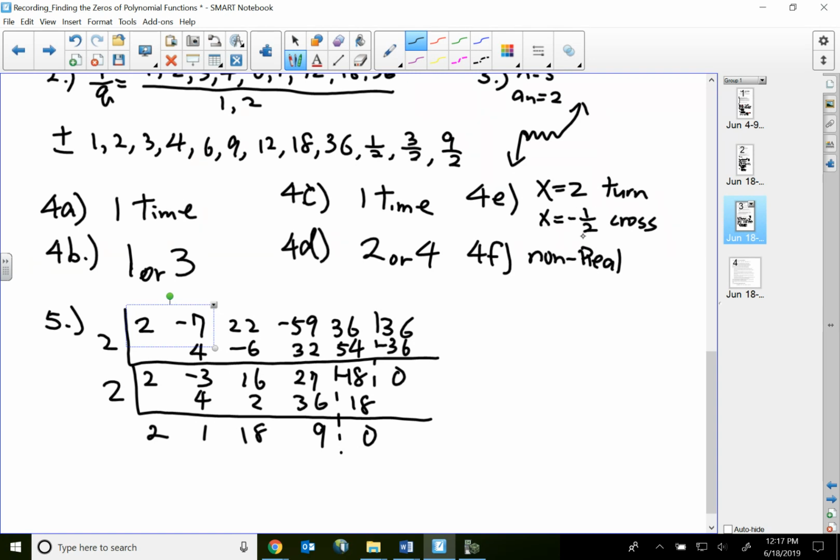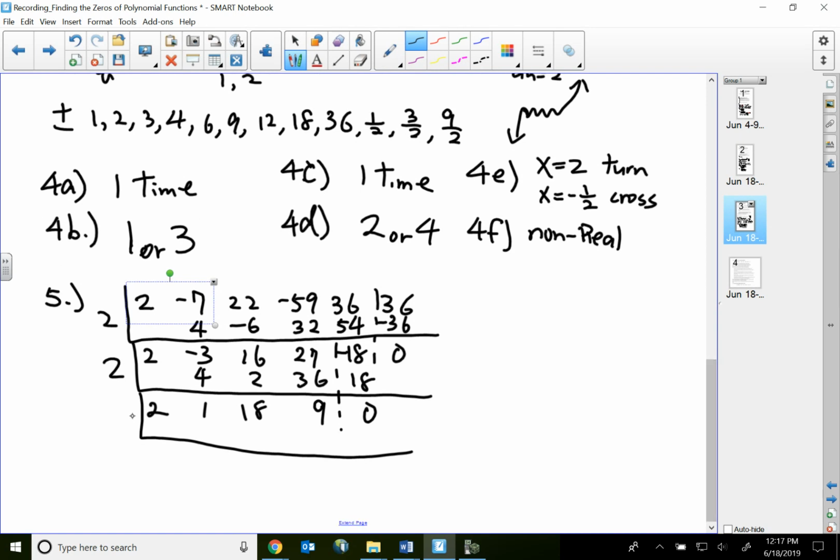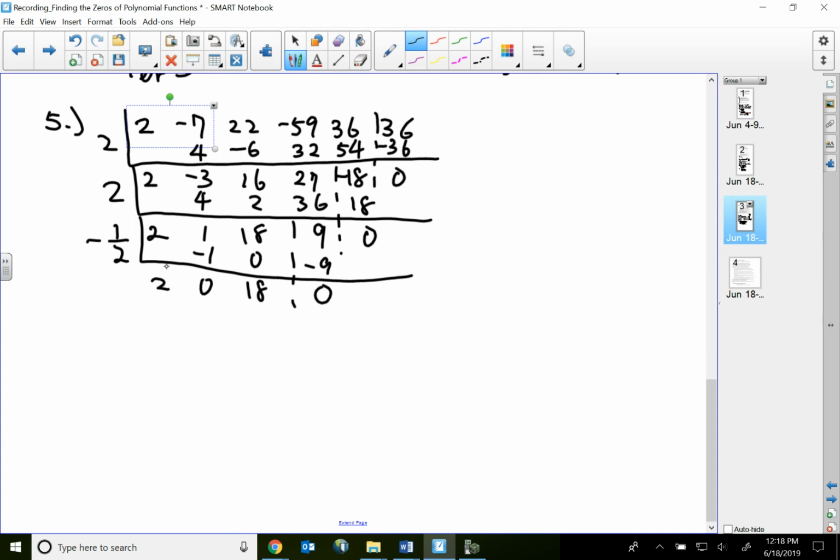So let me use that -half just 1 time. Bring down the 2. -half times 2 is -1. If you add them up, this is 0. -half times 0 is 0. Add them up is 18. -half times 18 is actually -9. So add them up, the remainder will be 0. So now this is actually 2x squared plus 18.